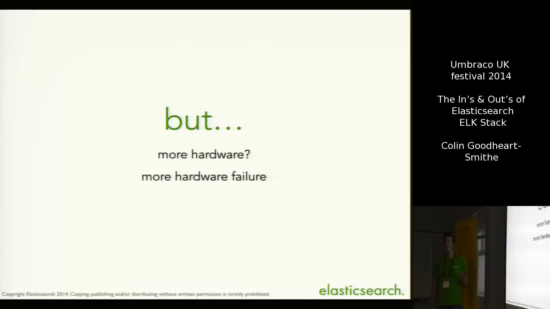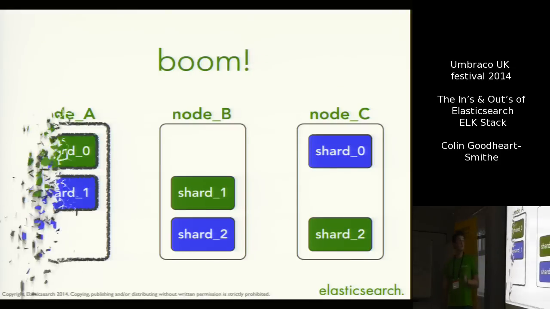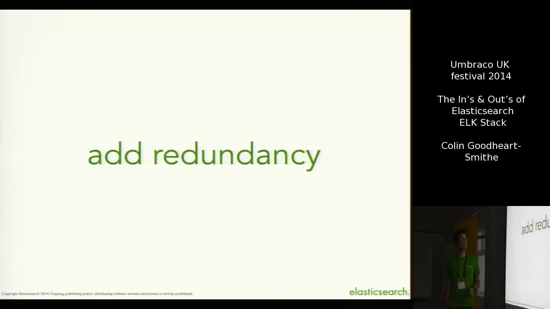But the problem is that more data means more hardware failure. So at 3 AM on Sunday, this might happen. We've lost shard 0 of the green index and shard 1 of the blue index, and that data's gone. We don't have a backup. It's completely disappeared. Either we have to go back to our original source and re-index it, or we have to deal with the fact that we've lost the data. That's obviously not a good situation to be in.